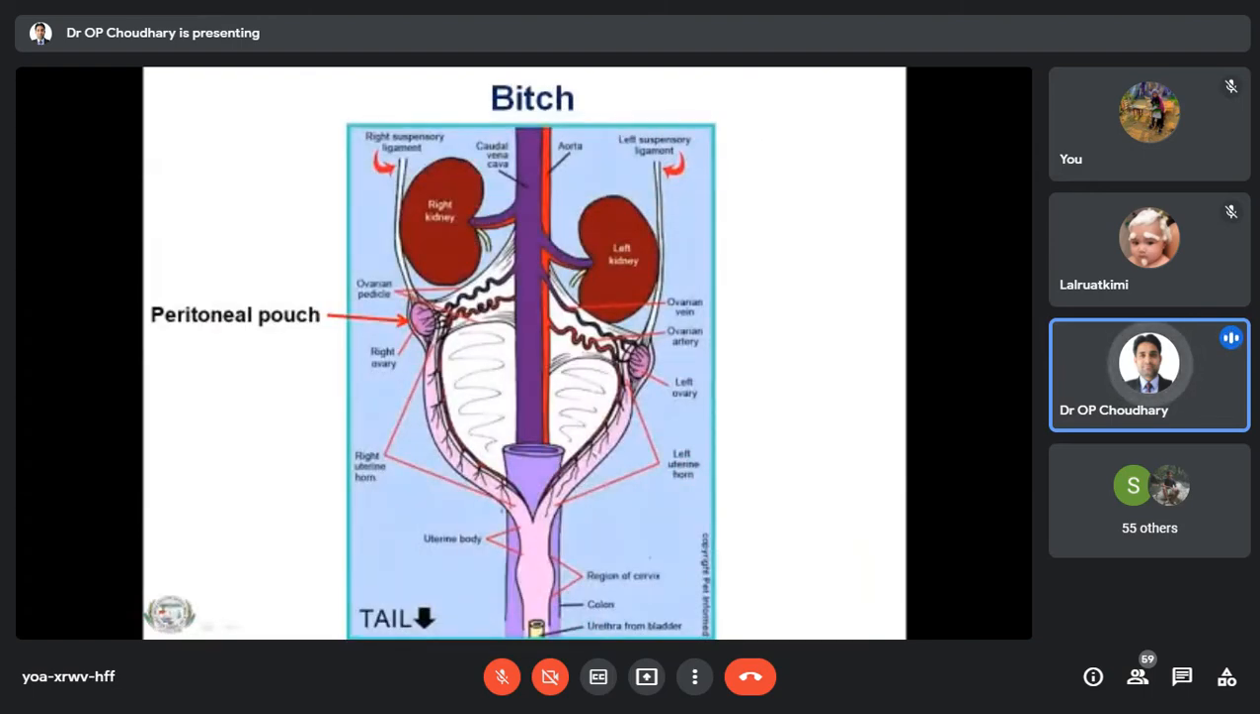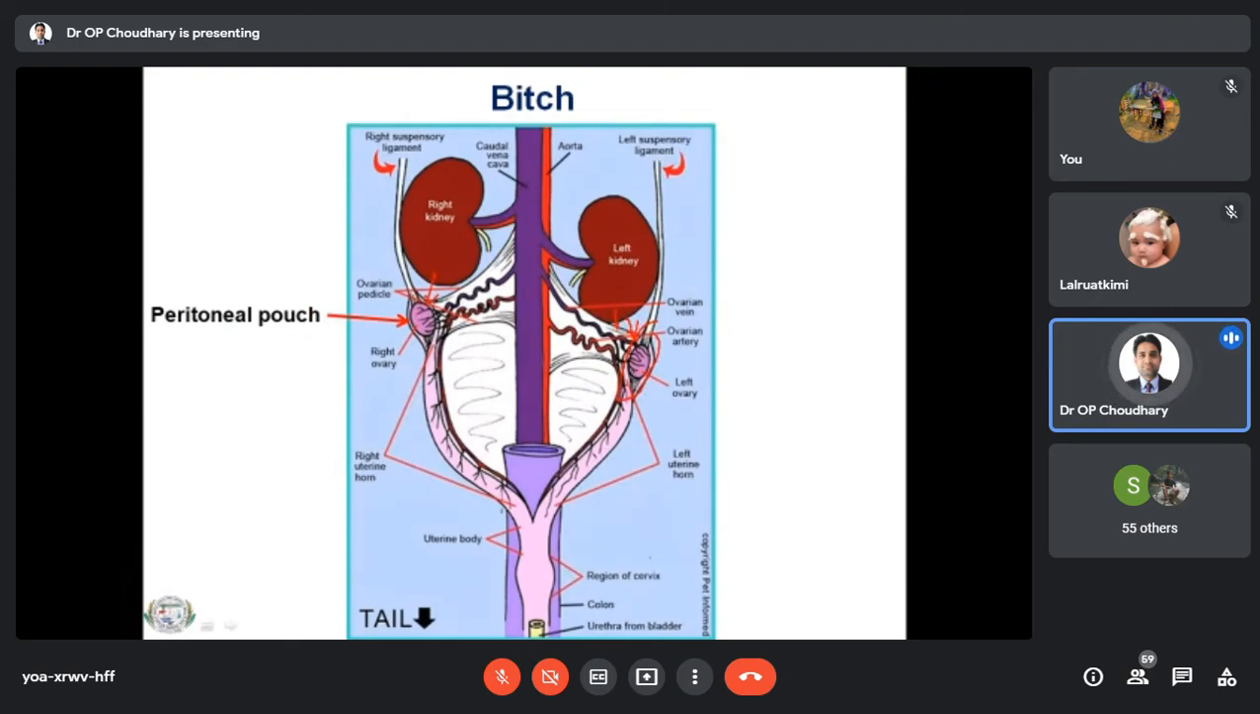And in the bitch, very important, the ovaries are small, elongated and flattened, and they are situated behind the caudal pole of the kidney. You can see these ovaries are situated behind the caudal pole of the kidney. And very important, like the ovulation fossa in the mare, here there is a structure called the peritoneal pouch. These ovaries are concealed in a peritoneal pouch, and this peritoneal pouch is called the ovarian bursa.